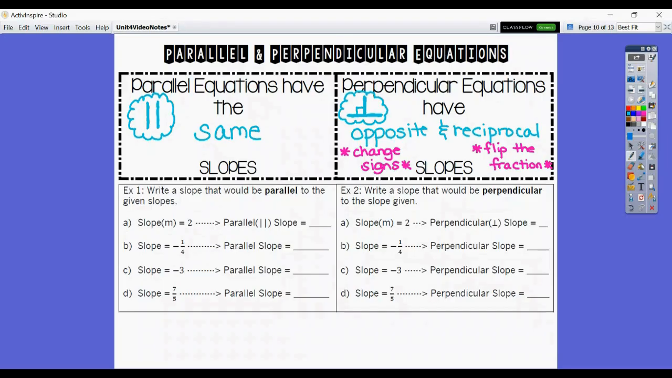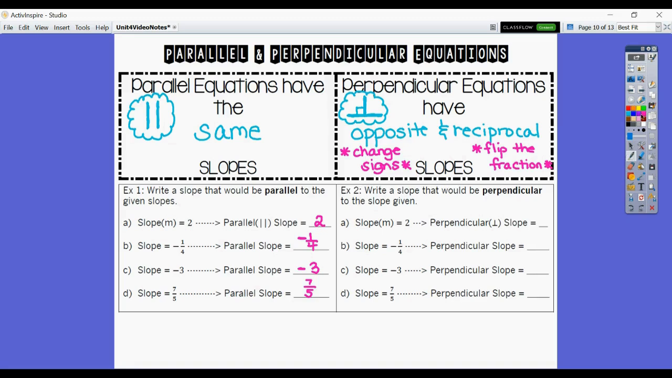Let's go ahead and practice given a slope, making it parallel. If the slope given is 2, the parallel slope is 2. If the given slope is -1/4, the parallel slope is -1/4. And you could put that negative either to the 1 or to the 4. Choose one, not both. Slope of -3, the parallel slope is going to be -3. And then if your slope is 7/5, your parallel slope is 7/5. That's really nice, but let's go ahead and talk about perpendicular.